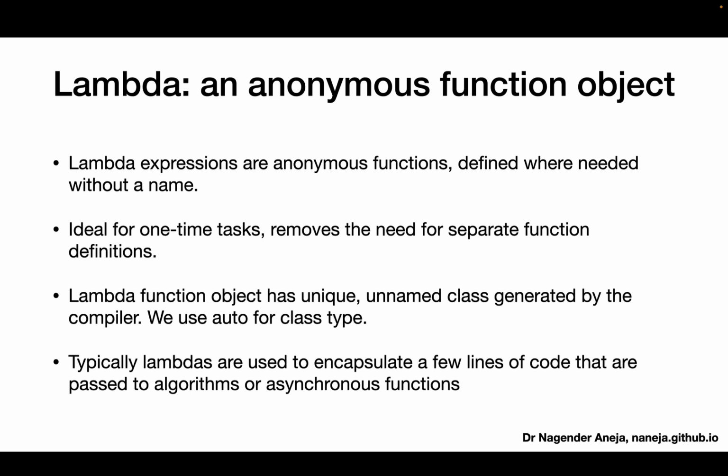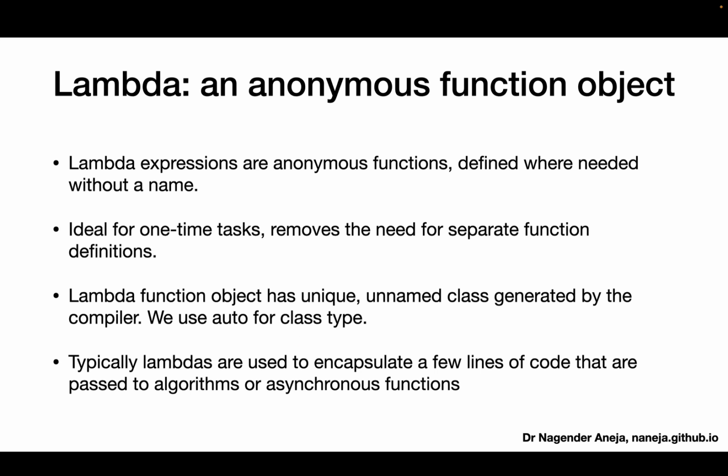A lambda function object has a unique unnamed class. A lambda function has a class, and it's an unnamed class, right? Unnamed means we are not naming it. It's generated by the compiler, and since we don't know what class the compiler is going to generate for our lambda function, we just say auto, right? So whenever we write it, we just say auto as the class type.